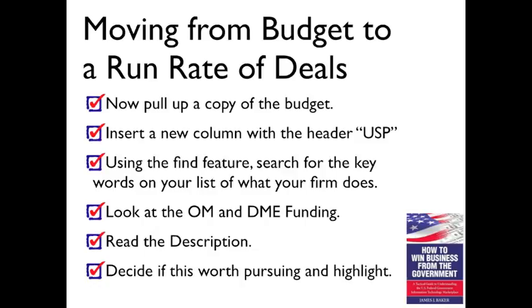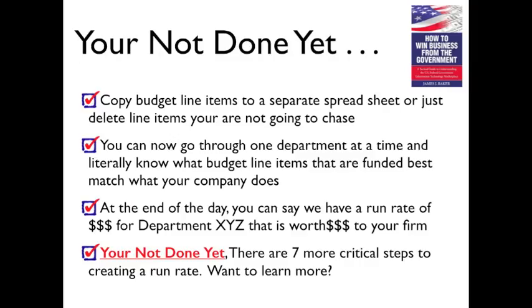You read the description and you say, this is something that's well worth my company spending some time to look at. And like I said, there's no substitute for going through each budget line item one by one. But if you're in a hurry, doing the edit find feature is a great way to go through it. At the end of the day, you want to be able to have an understanding that a certain agency is going to spend a certain amount of money of which your company can help them solve a very specific problem. But you're not done yet. There's still a bit more that you need to do.